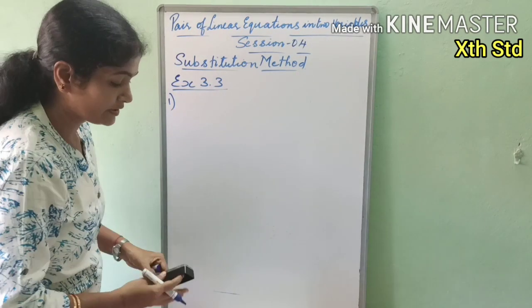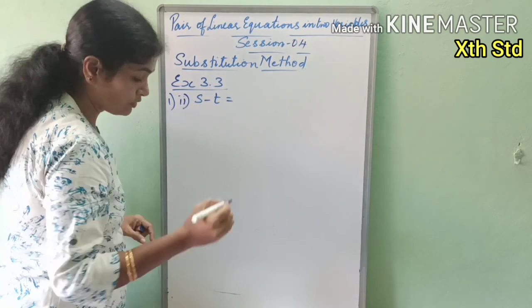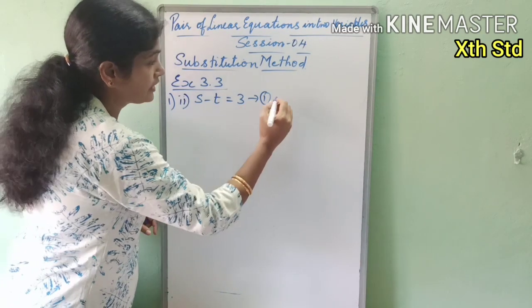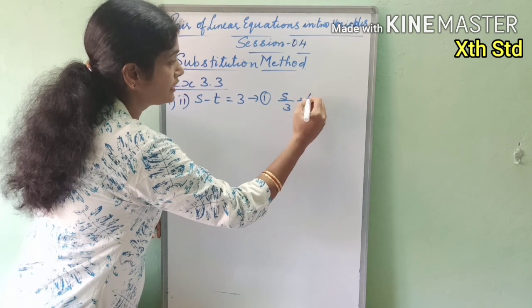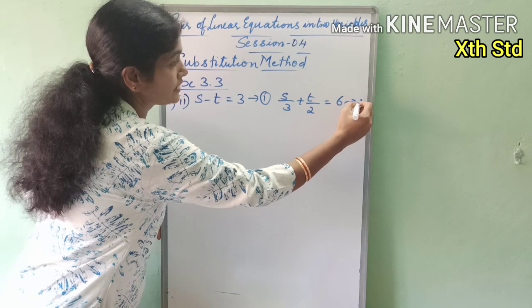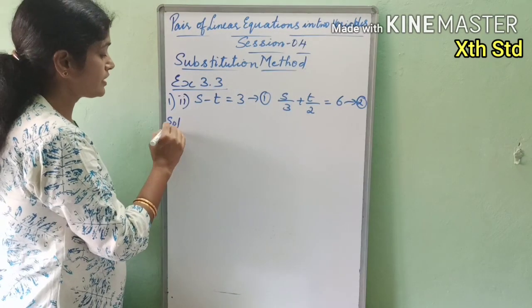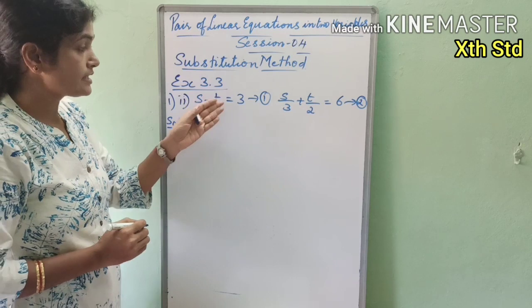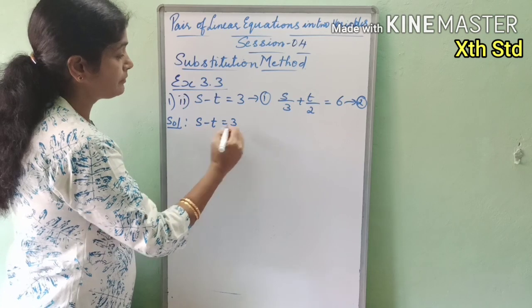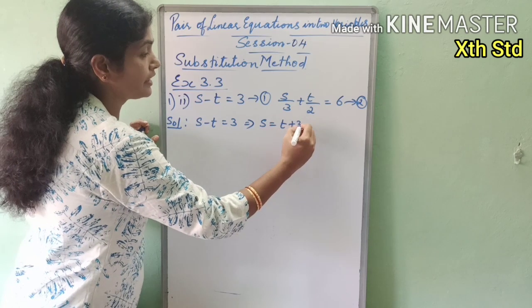Second question. s minus t equal to 3. This is your equation 1. And the next one, s by 3 plus t by 2 is equal to 6. We will consider that as your second equation. Any one of the equations you can consider, so let's consider the first equation and write s in terms of t. So s minus t equal to 3 implies s is equal to t plus 3.